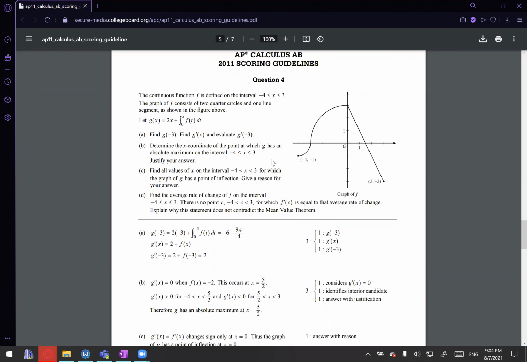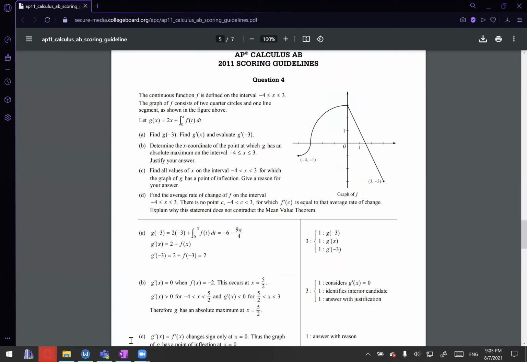So this first point says we've checked that g prime is equal to 0 and found that point. So as long as you checked for g prime at 0, we get the first point, which we did. We set g prime equal to 0 right here. Okay, then after that, identified an interior candidate. So we found out it was 0 at x equals 5/2, which we did here. And then justified that that was the absolute maximum.